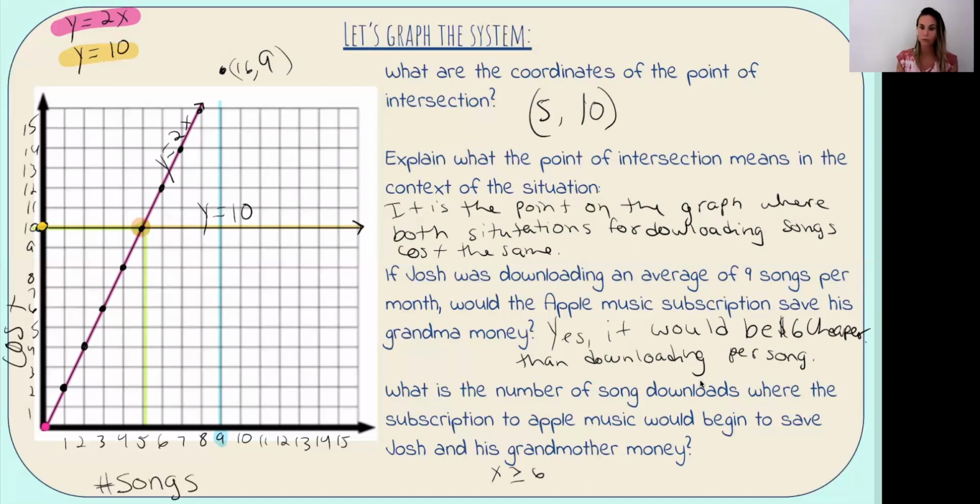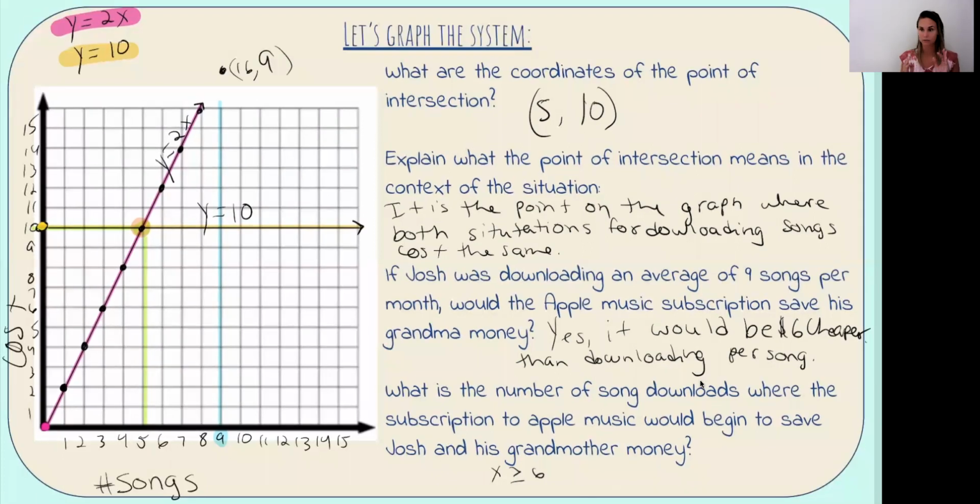You could just put that, or you would maybe want to write a full sentence that says, if Josh downloads 6 or more songs, he would be saving his grandma money by using the subscription. Or you could say x is greater than or equal to 6, just to show that 6 or more. If you were going to say 5, you would have to say x is greater than 5, because it can't be 5, because then it equals the same, if that makes sense. They're only saving money if it's more than 5, not at 5.